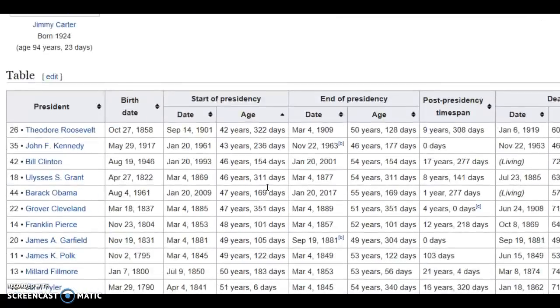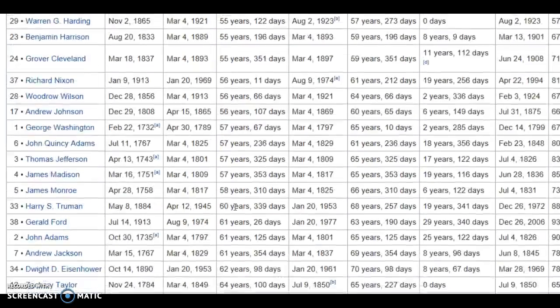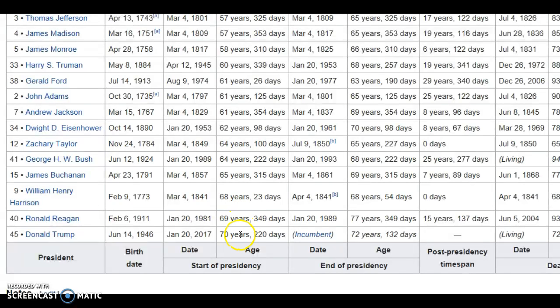Maybe that's not the age. Nope. 40, 57. Yeah, maybe. Yeah, so he is the oldest president.